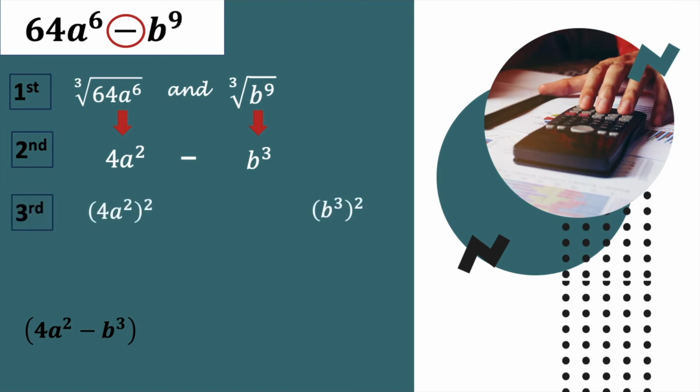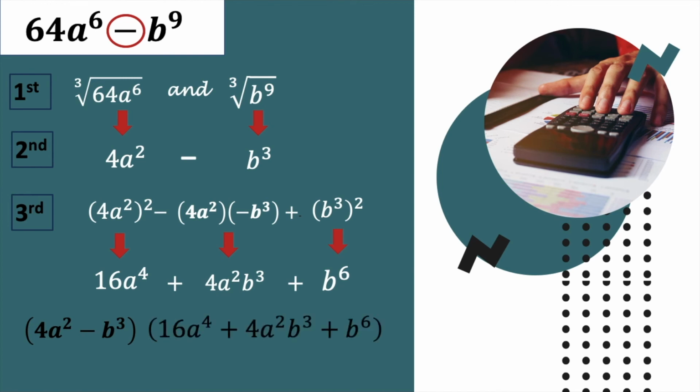Lastly is to find the trinomial factor by taking the square of 4a squared and b cubed, resulting to 16a raised to 4 and b raised to 6 as the first and third term of the trinomial factor, while the second term is the additive inverse of the product of 4a squared and negative b cubed, resulting to 4a squared b cubed. Thus, the trinomial factor is 16a raised to 4 plus 4a squared b cubed plus b raised to 6.